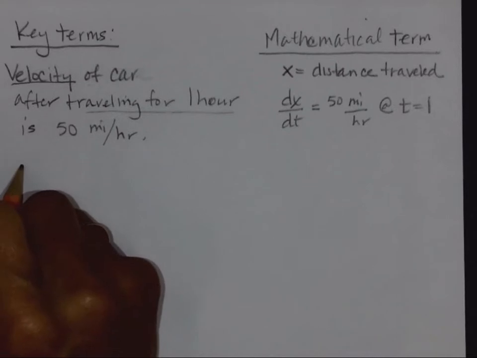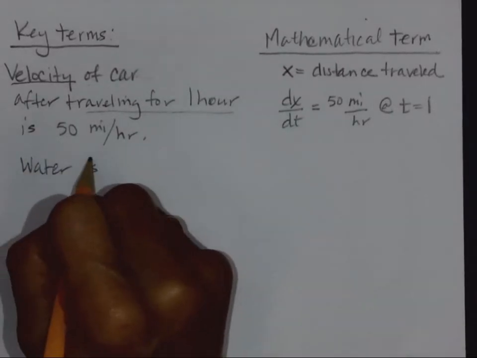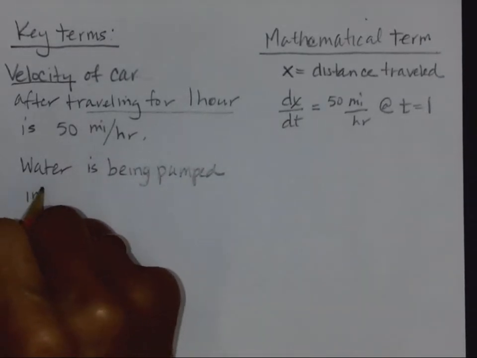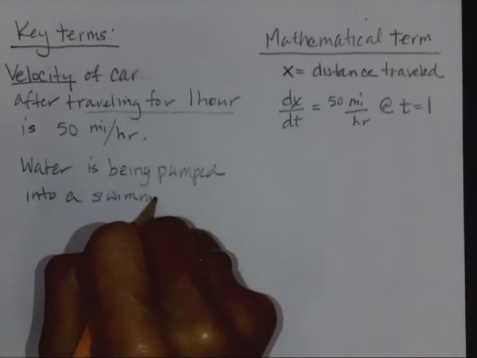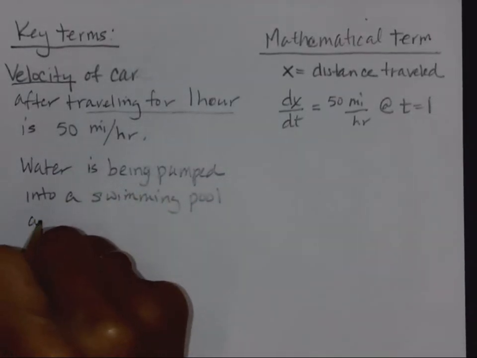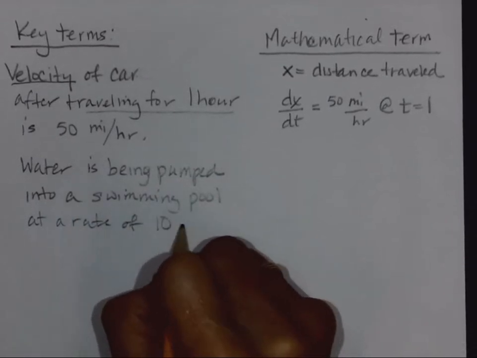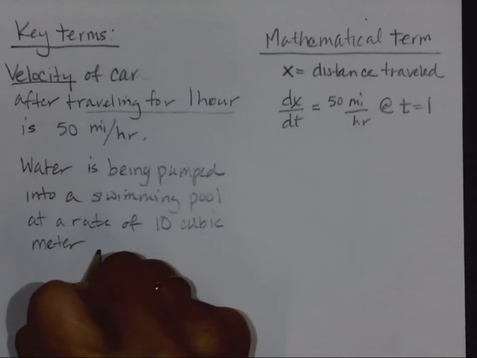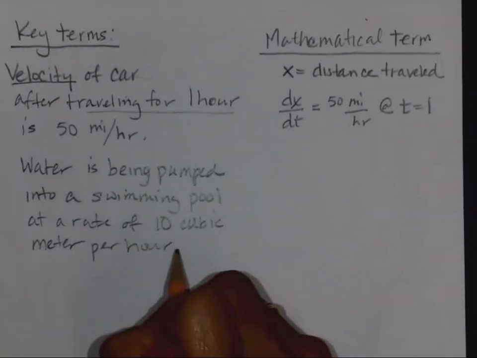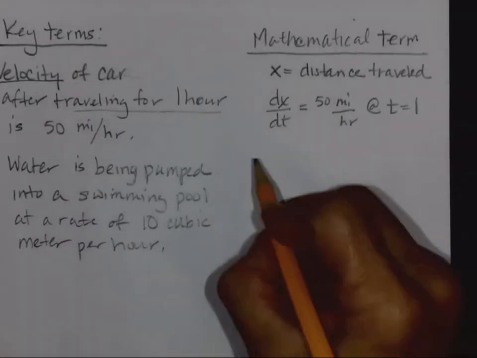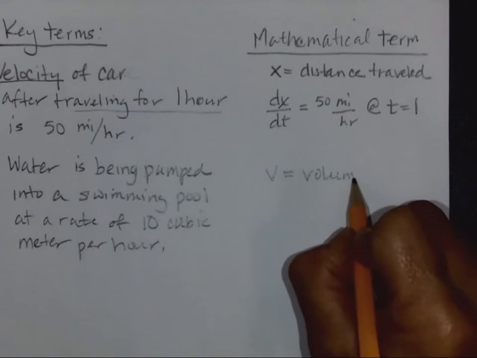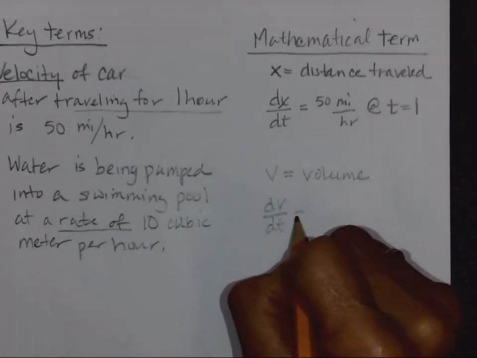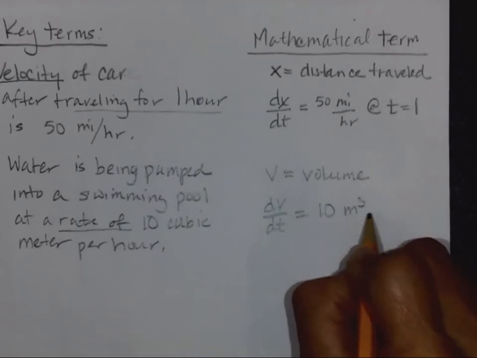Okay? Another example. Water is being pumped into a swimming pool at a rate of 10 cubic meters per hour. Now this can be translated into, let V equals volume of the water in the pool. So then dV/dt is equal to 10 cubic meters per hour.